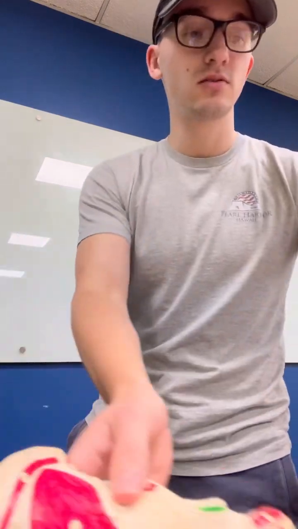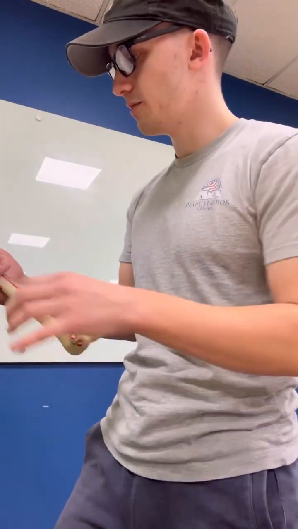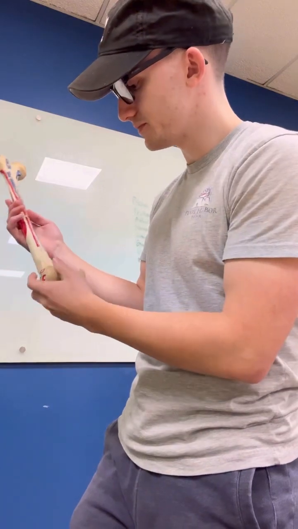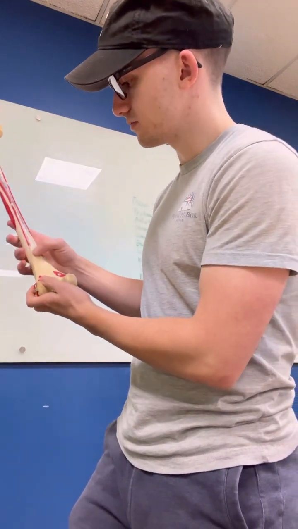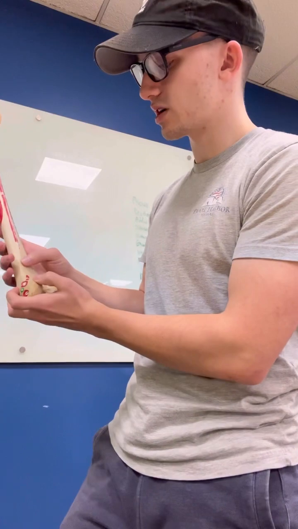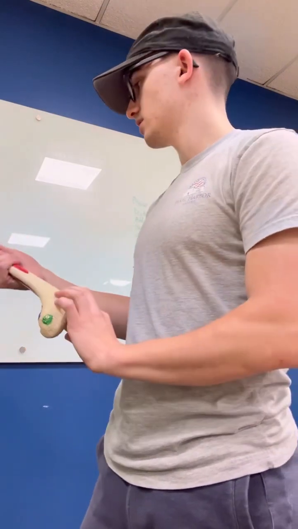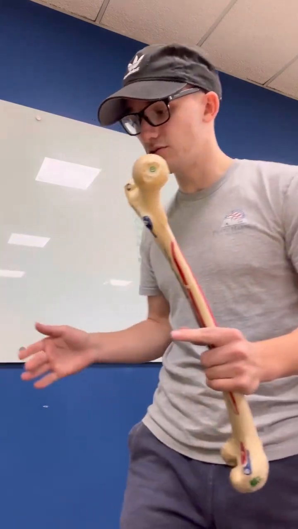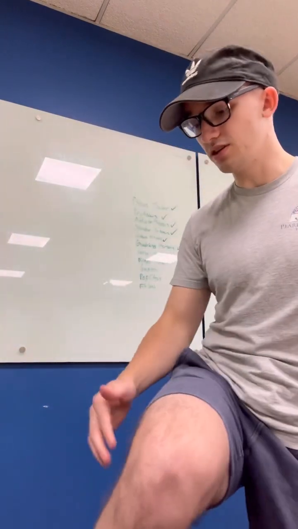And then the short head origin is on the femur. It's the lateral linea aspera, as well as the lateral supracondylar ridge of the femur. And then for the insertion, they both insert on the lateral fibular head, which is, I can't have a model for it, but it's right here.